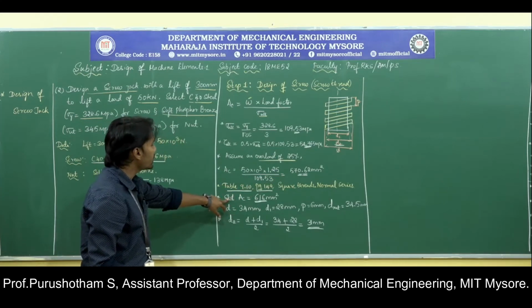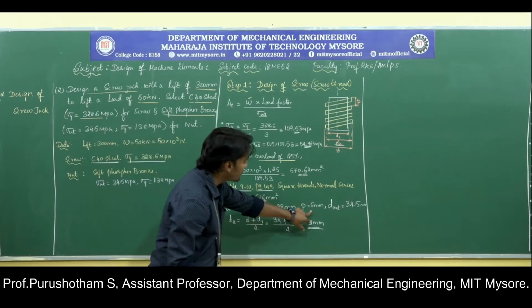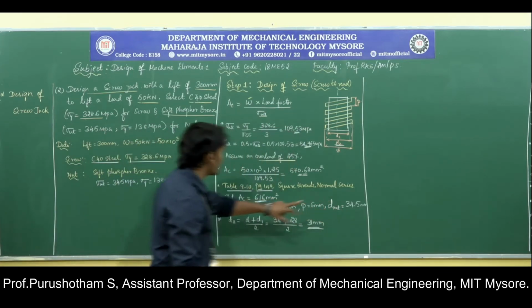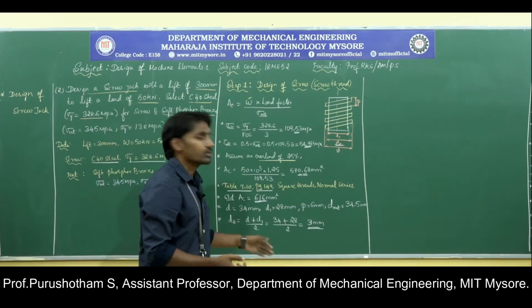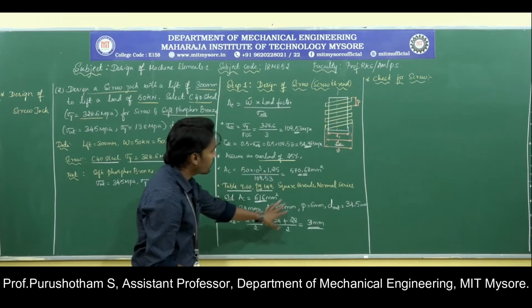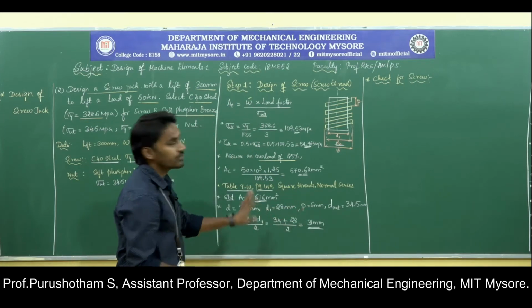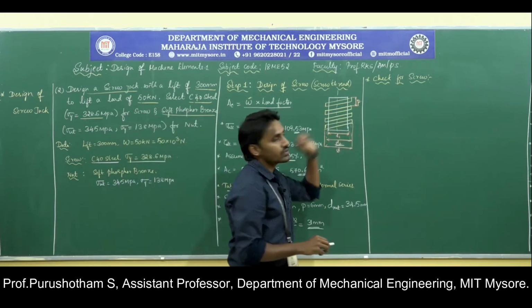With respect to the standard core area, the major diameter, minor diameter, pitch value and major diameter of the nut, as well as the mean diameter, are found out. Once you have calculated these parameters, that is major diameter, minor diameter, pitch, major diameter of the nut and mean diameter, then we go for the check for the screw.